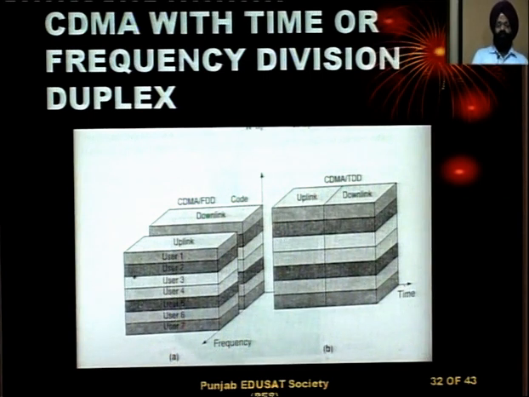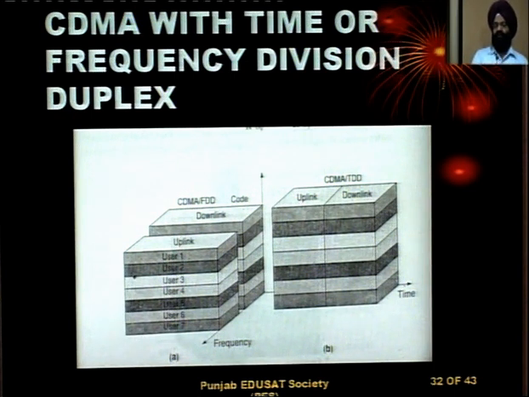Here we are seeing CDMA with TDD or FDD, that is time division duplex or frequency division duplex. The A part is the CDMA with FDD and the B part is CDMA with TDD. Here there are 7 users shown in uplink and 7 users in downlink.